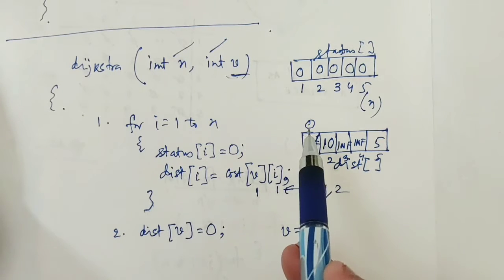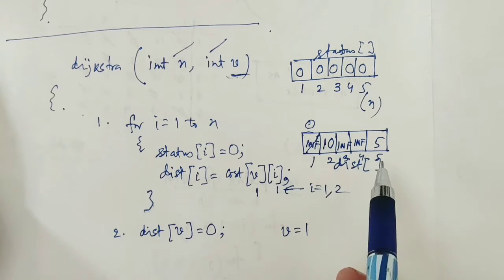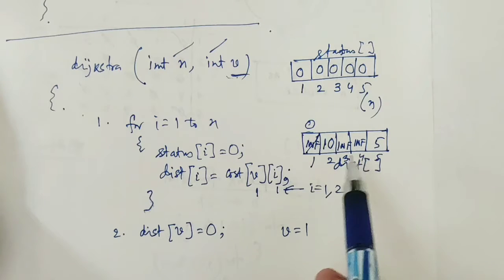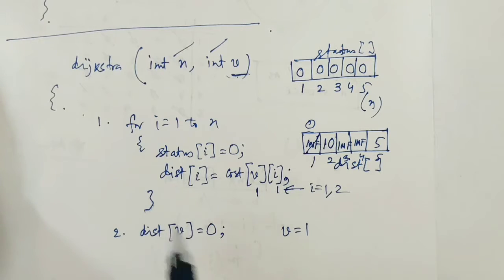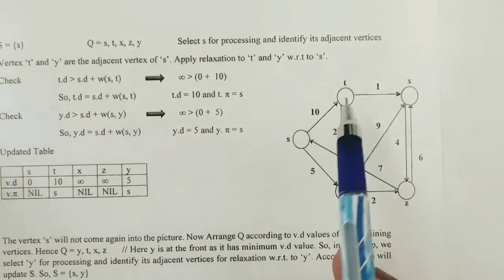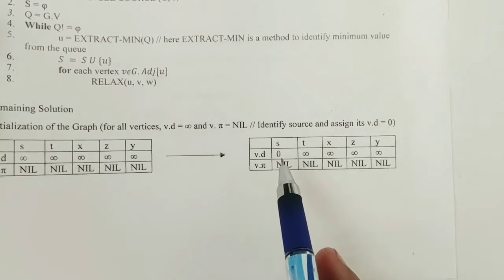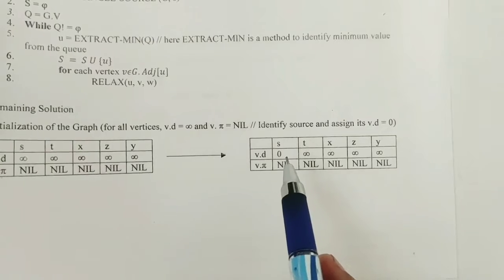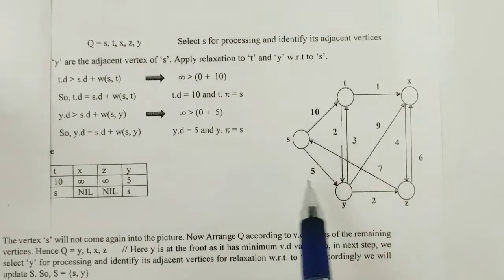So here vertex 1 has 0 as its d value, vertex 2 is 10, vertex 3 is infinity, vertex 4 is infinity, and vertex 5 is 5. Among these, the source has the minimum d value, so you need to apply relaxation with respect to the source. That is what we applied in our algorithm. Here S has 0 value, and T, X, Y and Z have infinity. So S has the minimum d value, and with respect to S you can apply relaxation to its adjacent vertices, T and Y. So the S to T relaxation will be 10, and the S to Y relaxation will be 5.